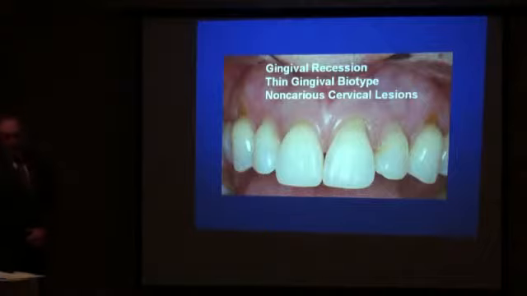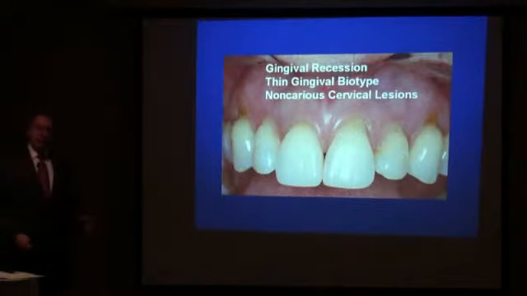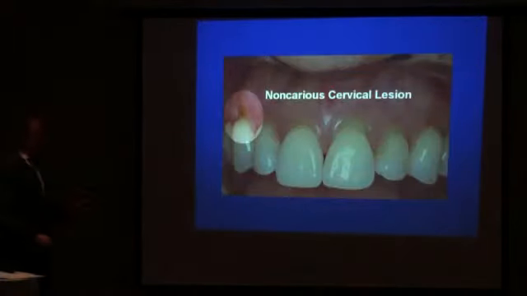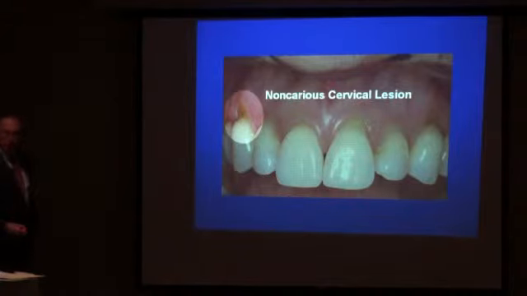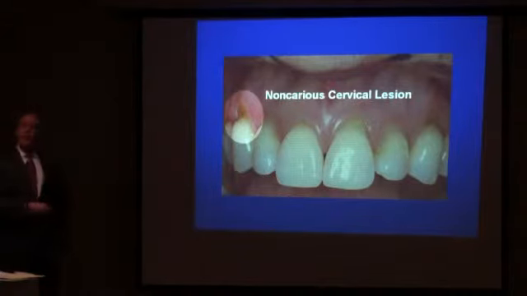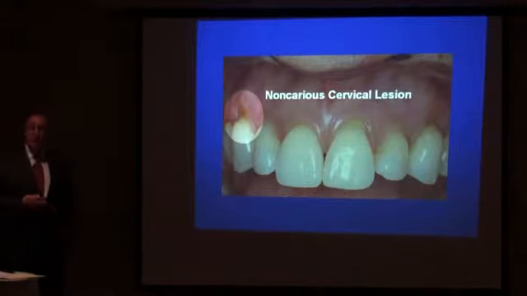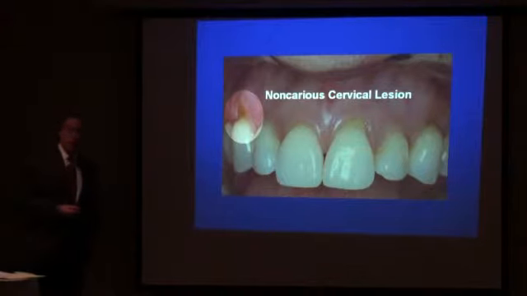And the other problem that we see in this patient's mouth is the presence of non-carious cervical lesions. I want to make sure that everybody here understands the term non-carious cervical lesion. So let's focus in on this area right here on tooth number 6, where the patient demonstrates this erosion of the root surface. The term non-carious refers to the fact that this is not caused by a caries process.